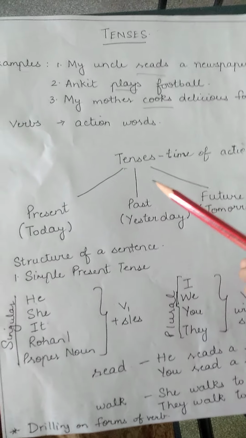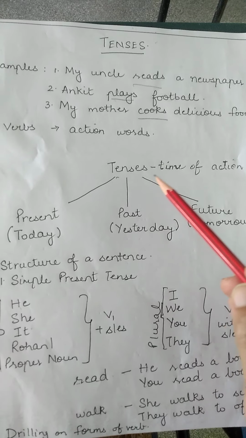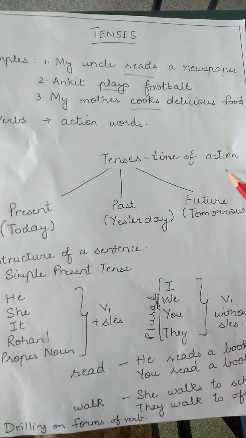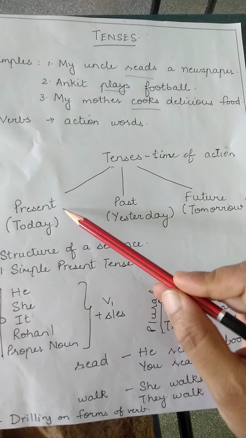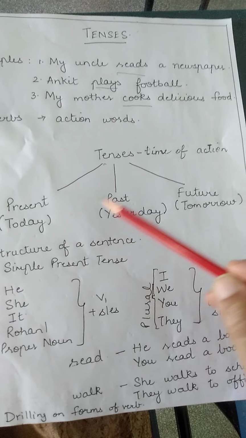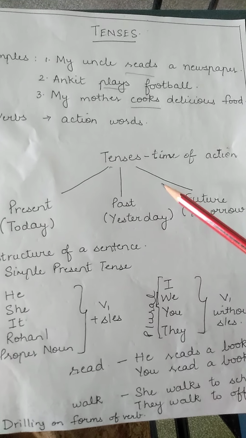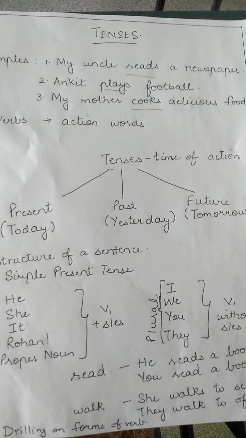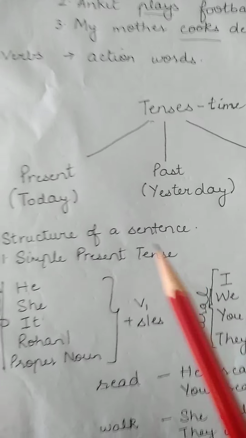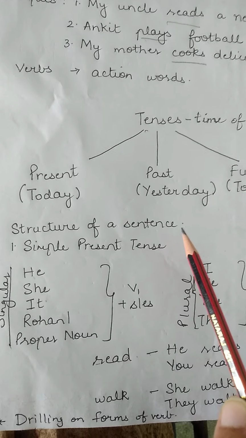Now moving back to the tenses. What are tenses? From tenses we come to know about the time of action. When an action is performed, either it is in the present tense, that is the action done now, past tense, the action which was performed yesterday, or the future action which we will perform tomorrow. Clear? So in order to form a sentence, we have to follow a specific structure. Structure of a sentence. What is a structure?